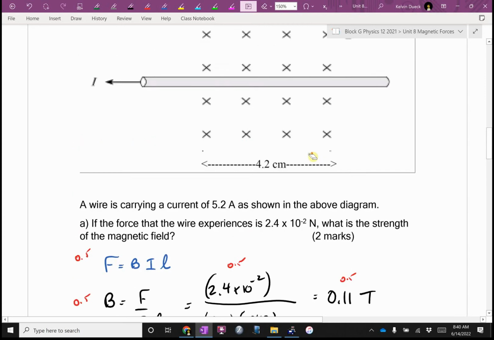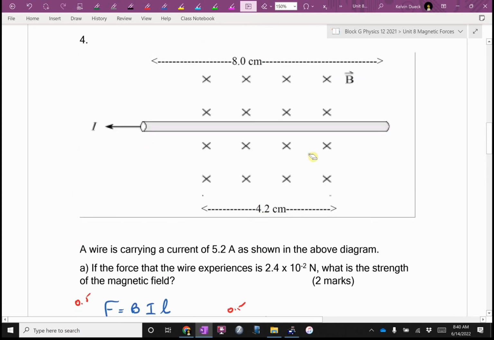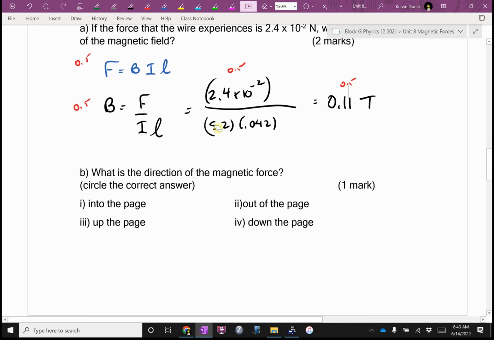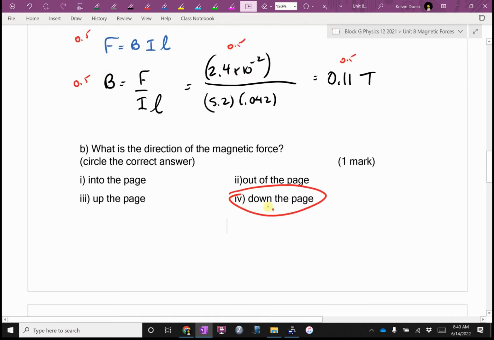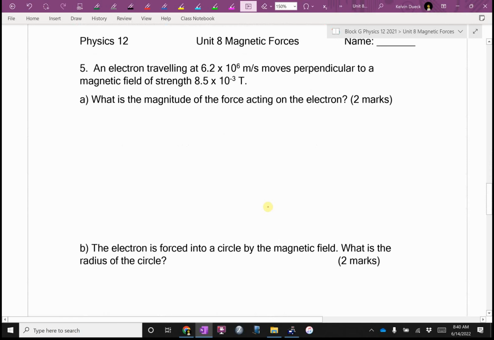What's the direction of the magnetic force? Okay, current going that way, magnetic field into the page, down the page, yes? 1 mark. An electron, it's an electron, so I know the charge, I know the mass. Moving at that speed, it moves perpendicular to a magnetic field. What's the magnitude of the force?